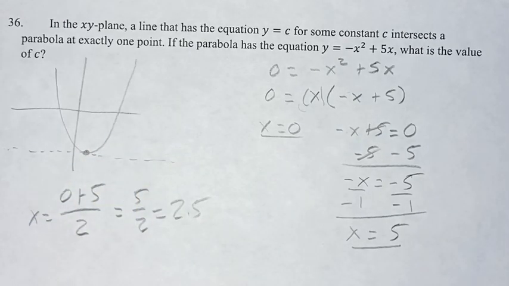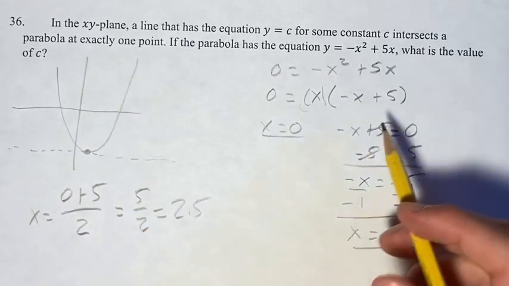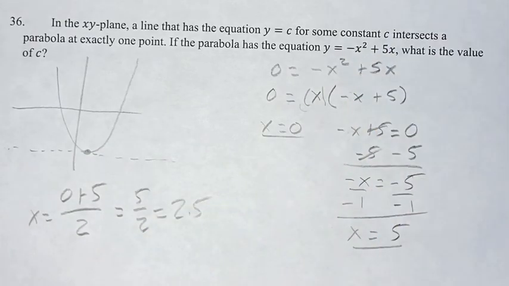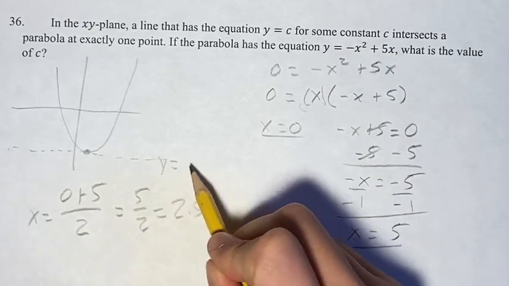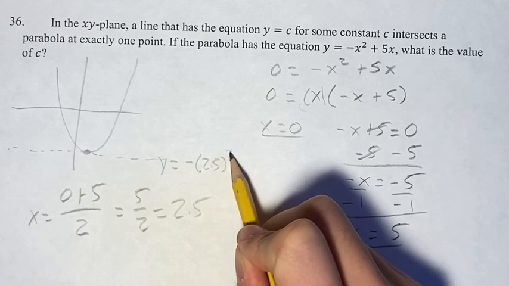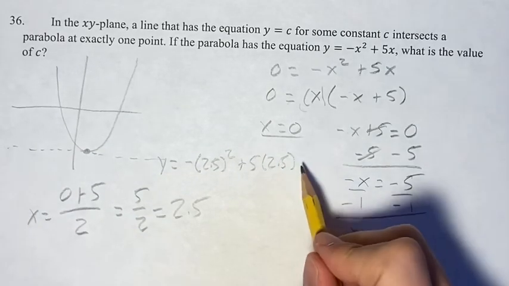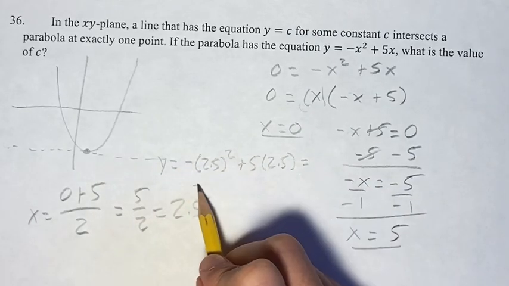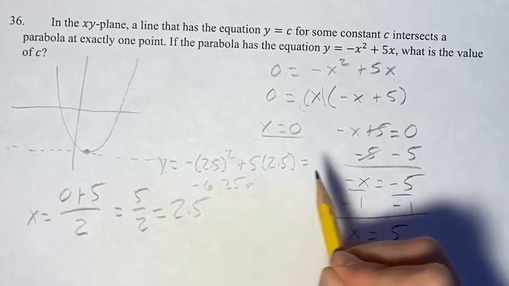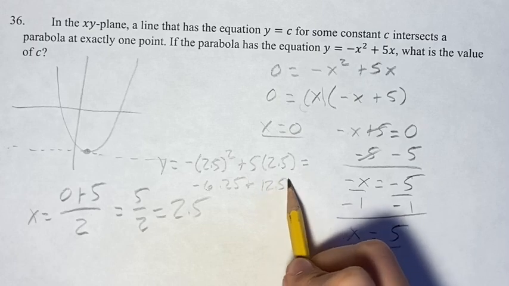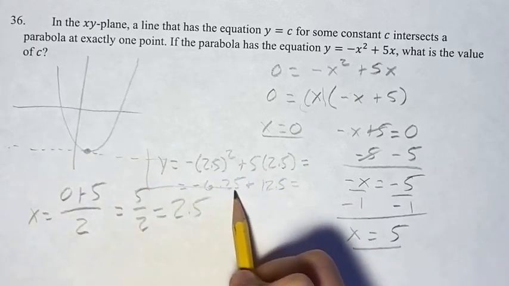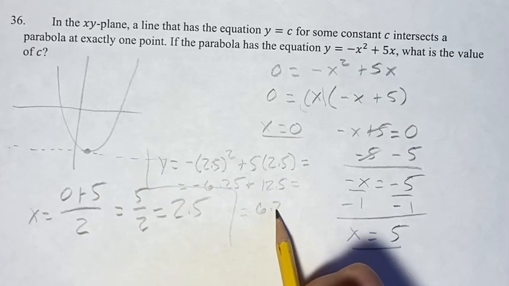How do we find the y value? Well, we know it's on the parabola, and we know our x value, so you just plug it into this equation. y is equal to negative 2.5 squared plus 5 times 2.5. This is going to be equal to negative 6.25 plus 12.5, and just plugging this into your calculator, is equal to 6.25.